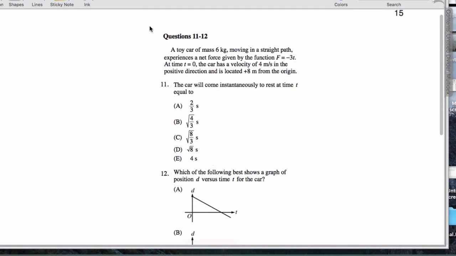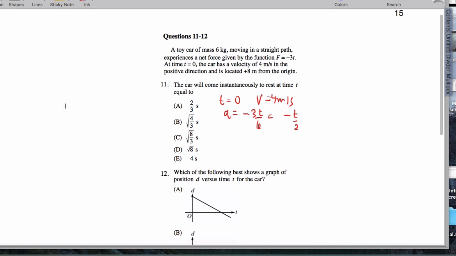All right, a toy car, 6 kilograms, experiences this crazy force. We're told that at t equals 0, the velocity is 4 meters per second, and we want to know when the car comes to rest. So let's get the acceleration as a function of time. It looks like the acceleration is going to be negative 3t over the mass, which is 6, which is negative t over 2.